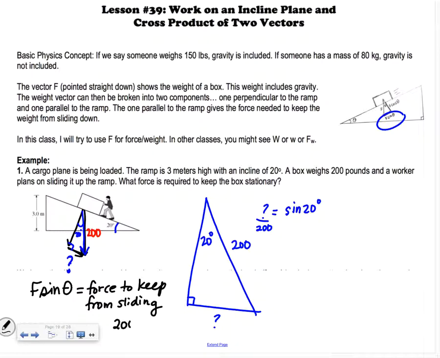So our original force, the weight, was 200. We have sine of 20 degrees. And so we find that. So go ahead and get your calculators out. Make sure you're in degree mode because we have 20 degrees. All right, so we end up getting 68.404, like that.